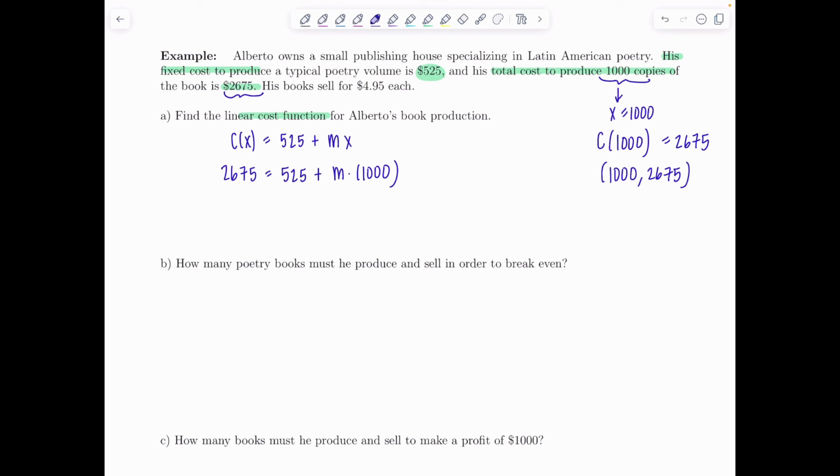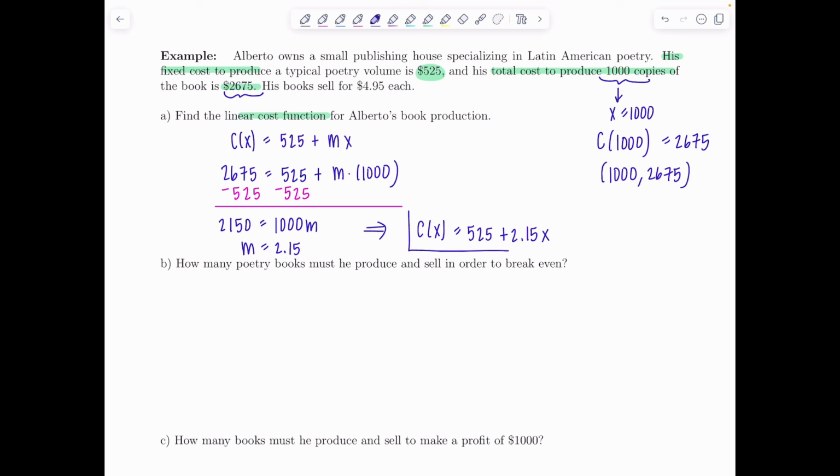Subtract over 525. So 2,675 minus 525. Let's double check everything. 2,150 equals 1,000 M. Divide by 1,000. M is 2.15. So then we can put it all together and say, all right, this means C of X is equal to 525 plus 2.15X. Woohoo! There's our cost function.